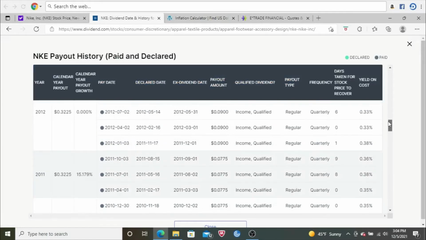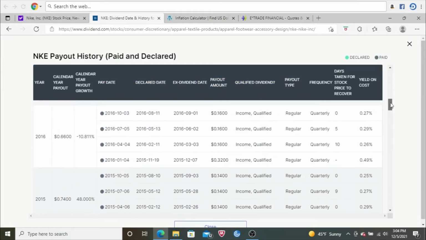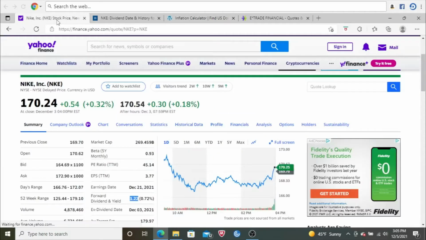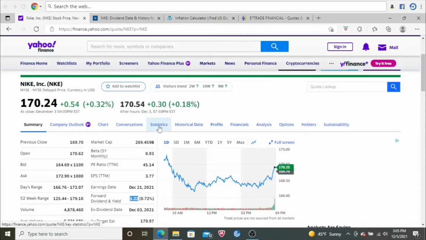I always like to do two samples, something more recent. I usually do 2016. So here, 2016, they're paying 66 cents. So I'll come up here and do that again. 66 cents. Calculate. So 76 cents is what they'd have to pay just to keep pace with inflation since 2016. They're paying $1.22, so way outpacing inflation by a mile. That's awesome. Perfect.